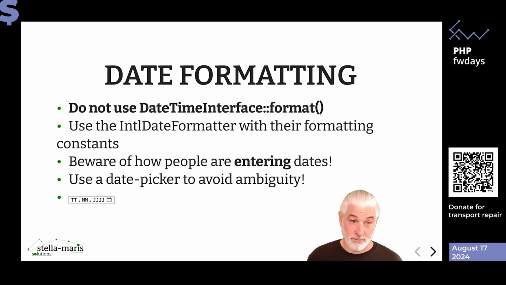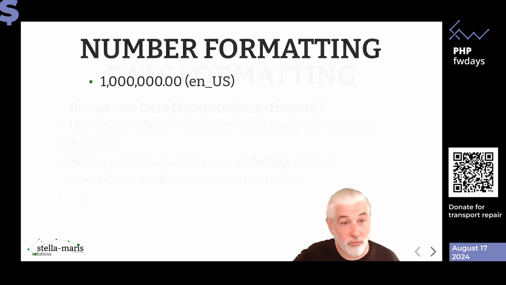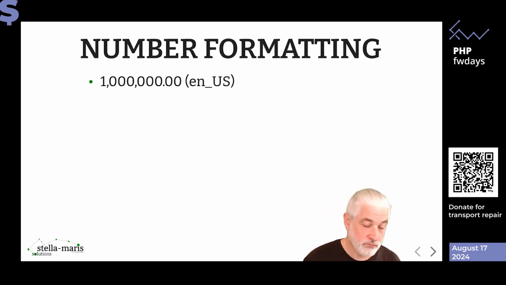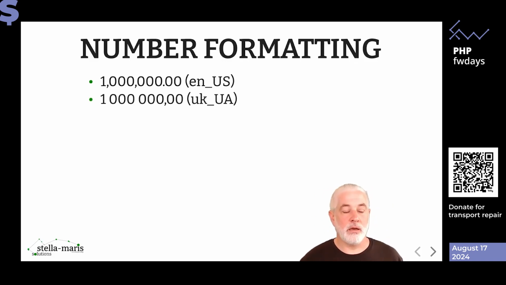Date formatting done. What else do we have? Oh yeah, number formatting. Yeah, US formatting of numbers: 1 million, I think, is that 1 million? Yes, 1 million is 1,000,000.000. Awesome. Yeah, in Ukraine, you do that slightly different.